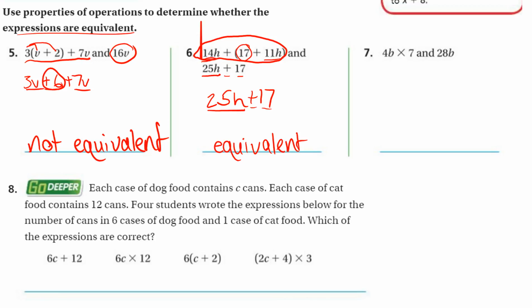Alrighty. So here I can use the distributive property, or there's a few ways I could say it. 7 times 4b though. 7 times 4 is 28, and then the b stays. And look, now it is exactly the same as 28b, and I've changed this to 28b, so these two again are equivalent.